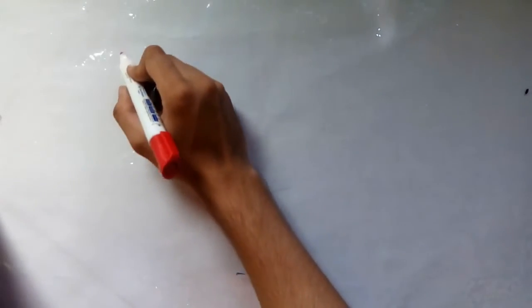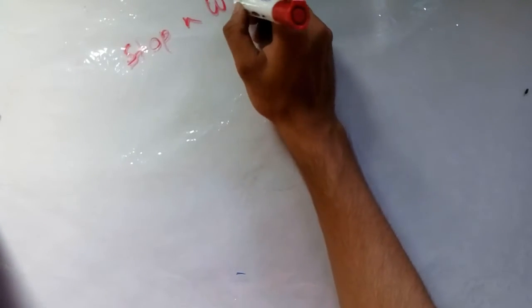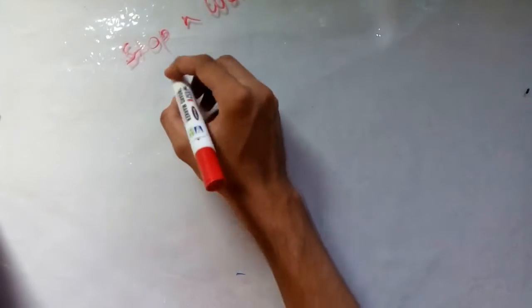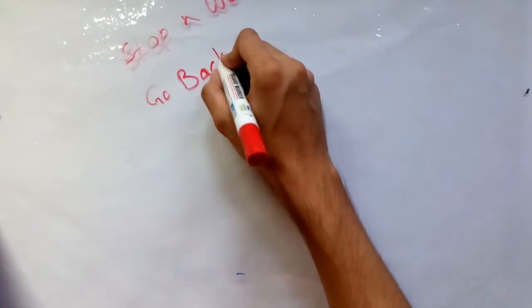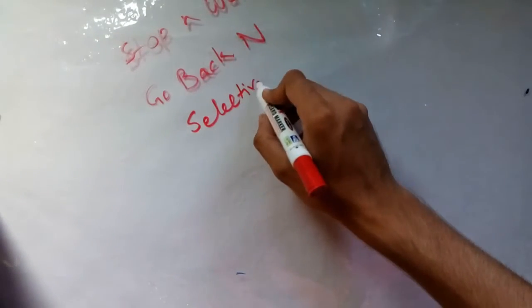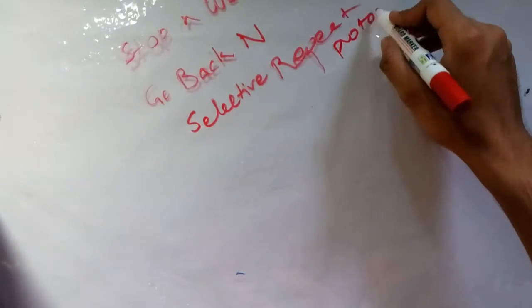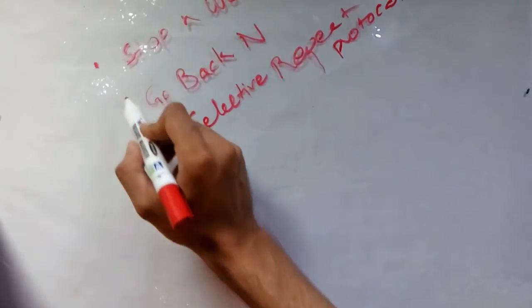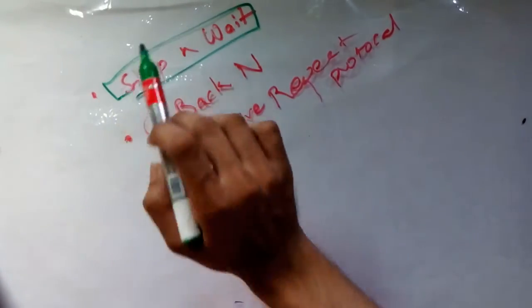So the different types of protocols used for data communication are the stop and wait protocol, the go back N protocol, and the selective repeat protocol. All these three are protocols. So first, let us discuss what the stop and wait protocol is.